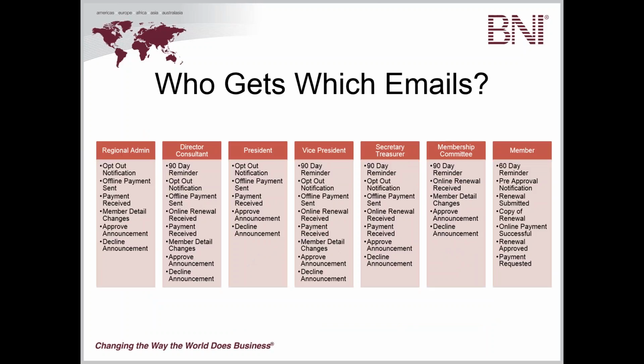And then in case you're wondering, these are the emails based on position. So depending what position you are, for example, if you are the vice president, you will get the largest number of emails there with the reminders and the opt-out notifications and the decline announcement and the renewal announcement, all of those emails there.